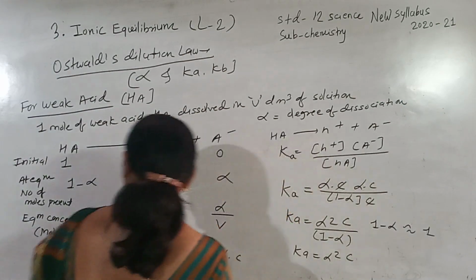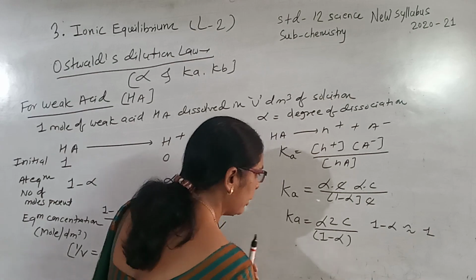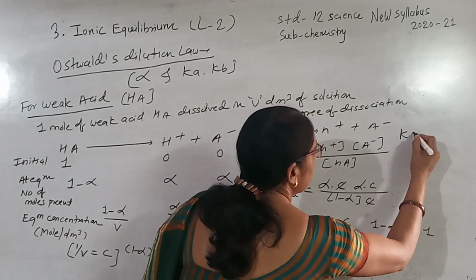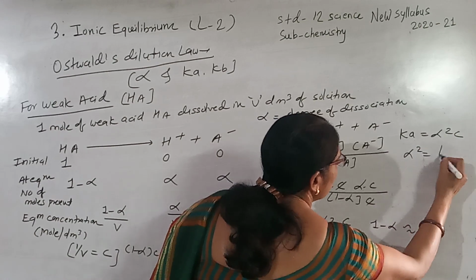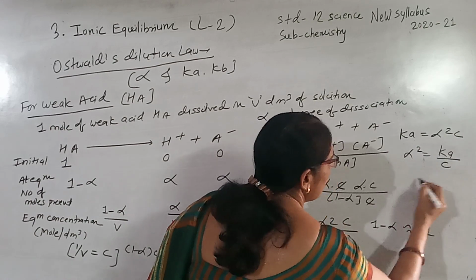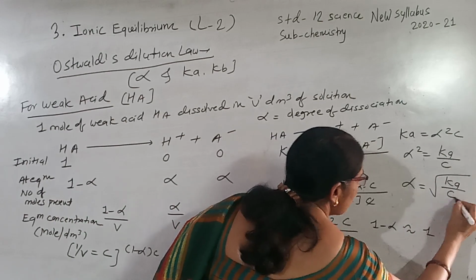So as K is equal to alpha square into C, alpha square is equal to K upon C. So alpha is equal to the square root of K upon C.